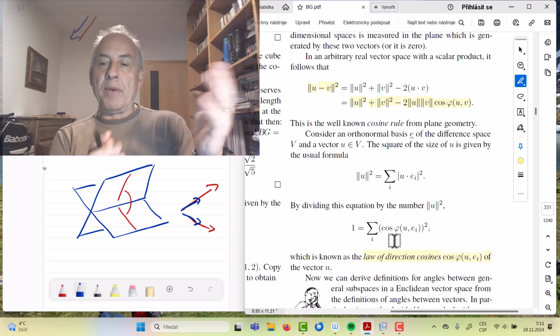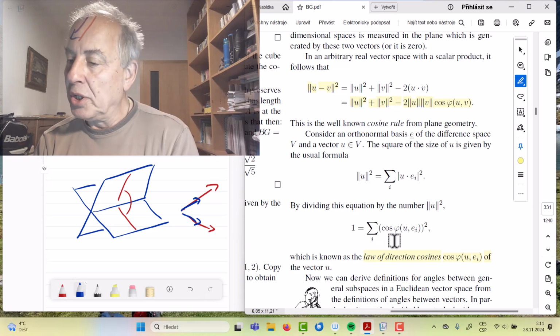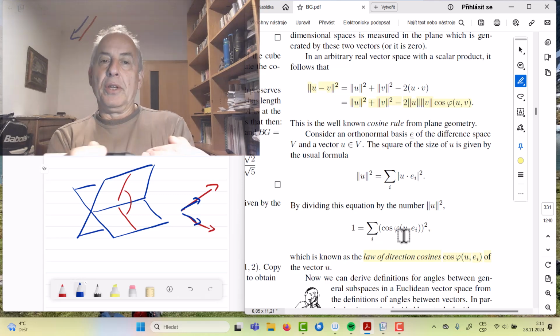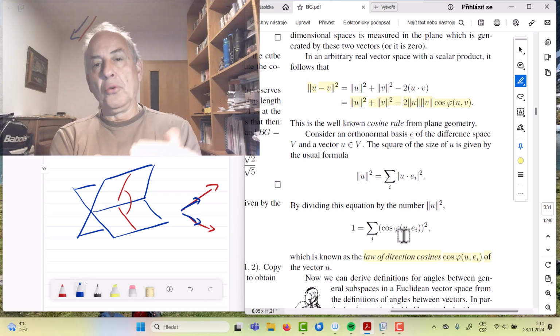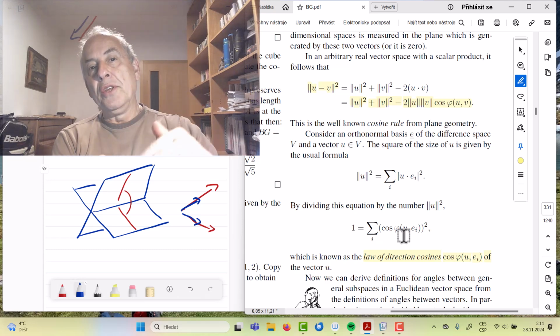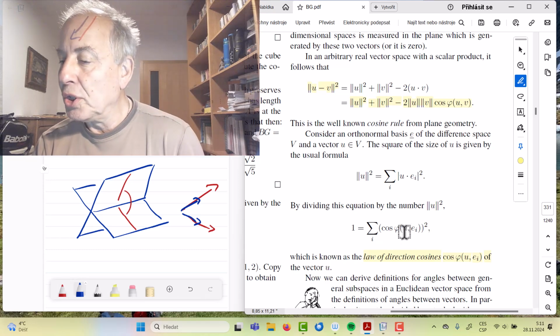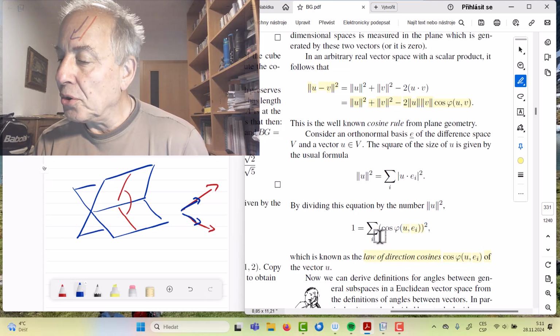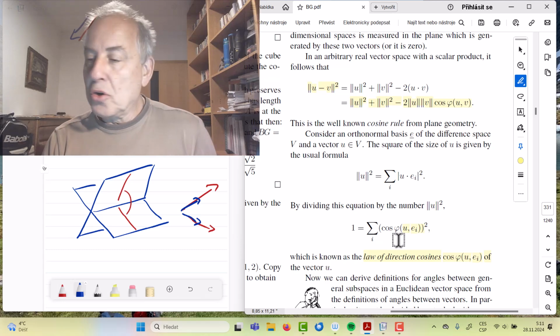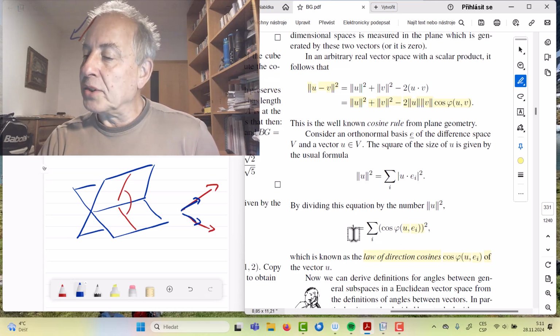So if you have n-dimensional space like 3-dimensional, you take the orthogonal basis and you look at the angles of the vector to the individual elements in the basis. So that's this. You look at the cosines, and the sum of squares of such cosines is always 1. So that's easy going. It's just from here, right?